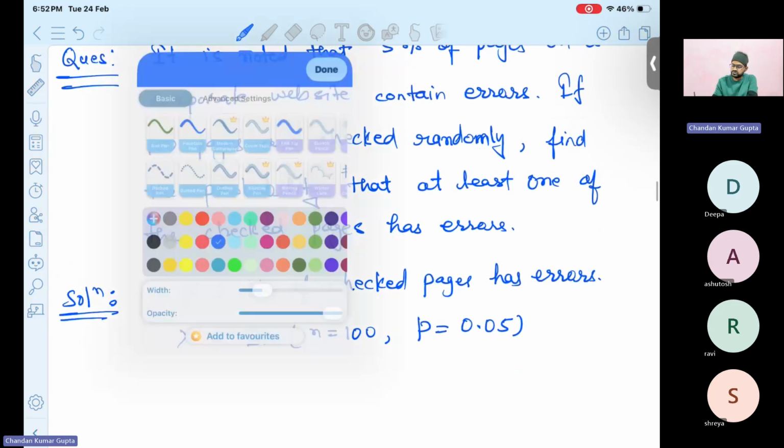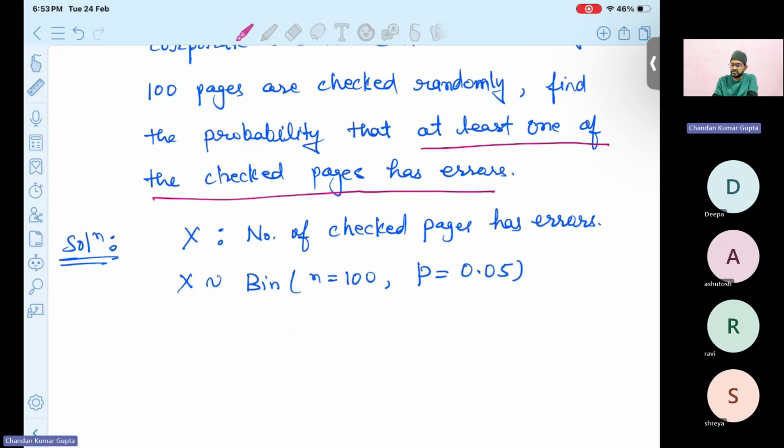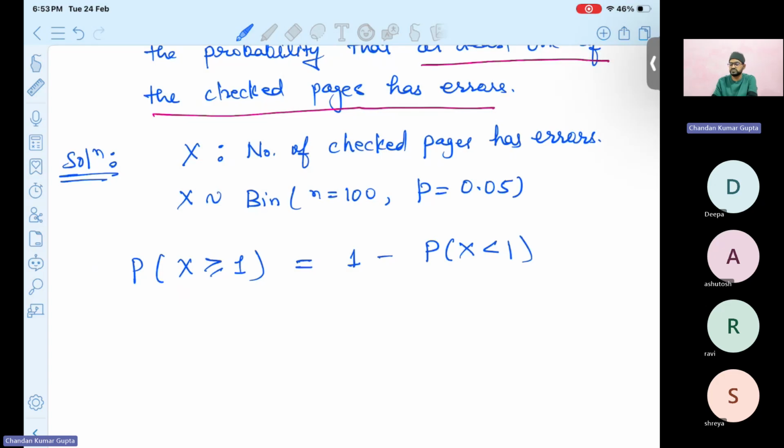And also, at least one of the checked pages has an error. So at least one, what does it mean? Either one or more than one. So this means the probability that X is greater than or equal to 1. With the help of the property of complementation, it is 1 minus the probability that X is less than 1. And since binomial distribution is discrete, this implies 1 minus the probability that X equals 0 only, because it's either 0 or 1 or 2.